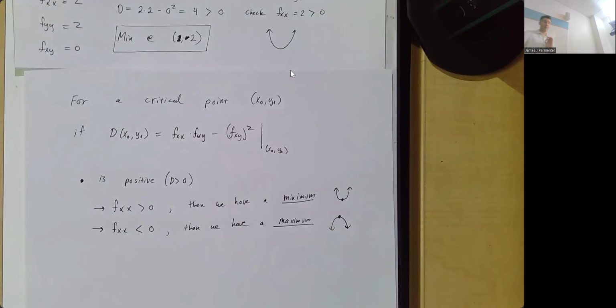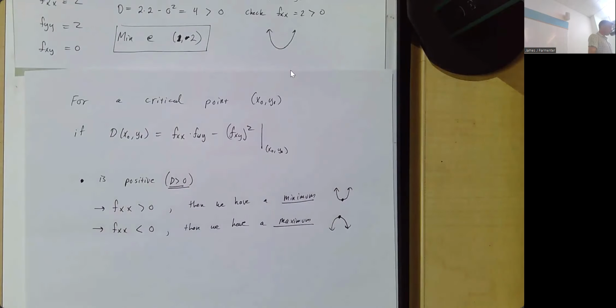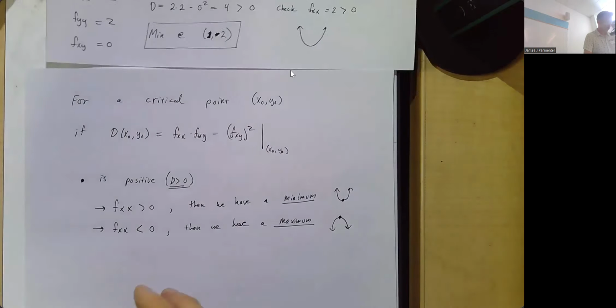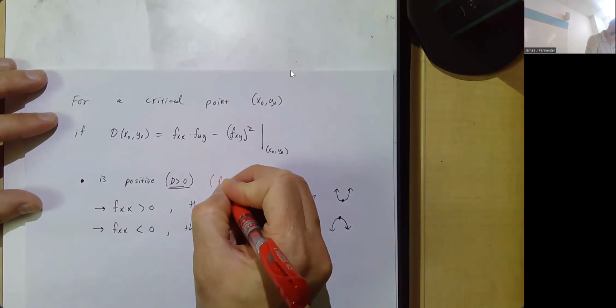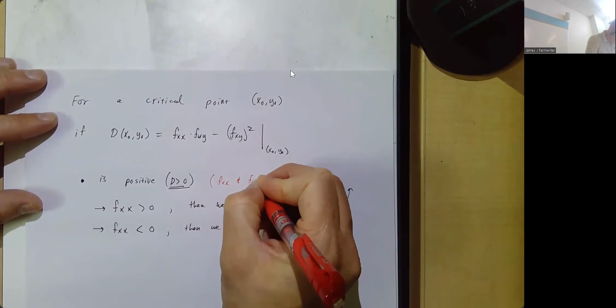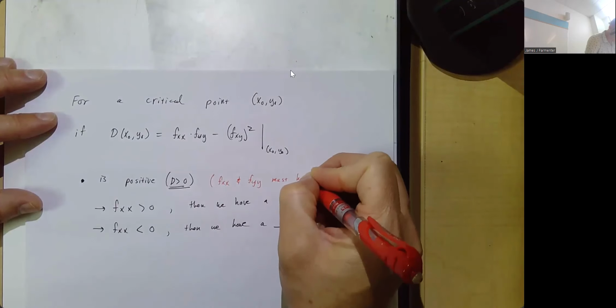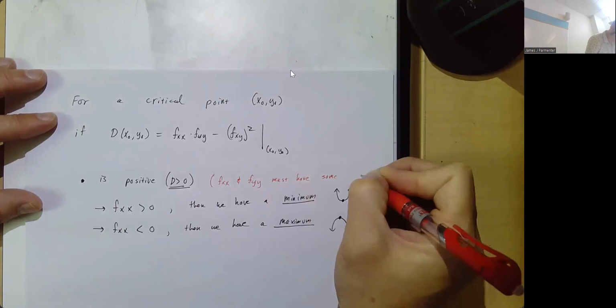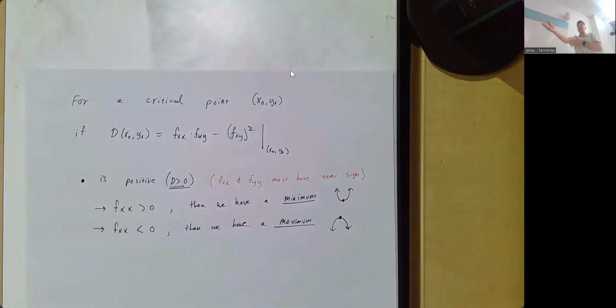But let me back up. If D is positive, then for sure you are guaranteed that fxx and fyy must have the same sign. So they're either both going to be positive or both going to be negative. So we only need to check one of them.